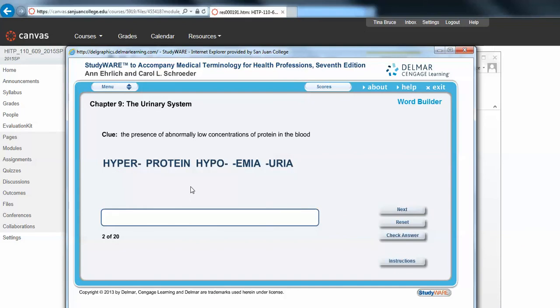The presence of abnormally low concentrations of protein in the blood would be, remember, hyper means increased, hypo means low, and protein pertains to protein, and urea, no, uria pertains to urine. Emia pertains to blood.